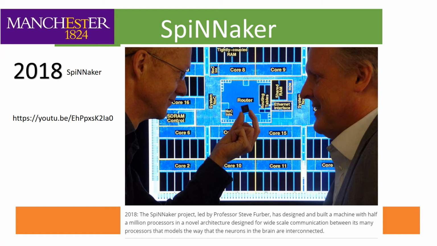Remember, this lesson we were looking at processor architecture. Now in 2018, the SpiNNaker project was run at Manchester University. It was completed in 2018, but it has been running for a number of years. Now this machine has 500,000 processors in an architectural design. So it's used for communication between its many processors, and it tries to mimic the way that the human brain works, thinking about neurons in the brains and how they are connected.